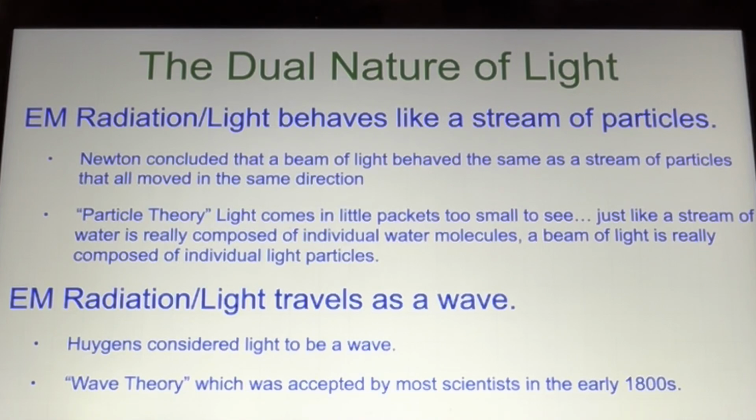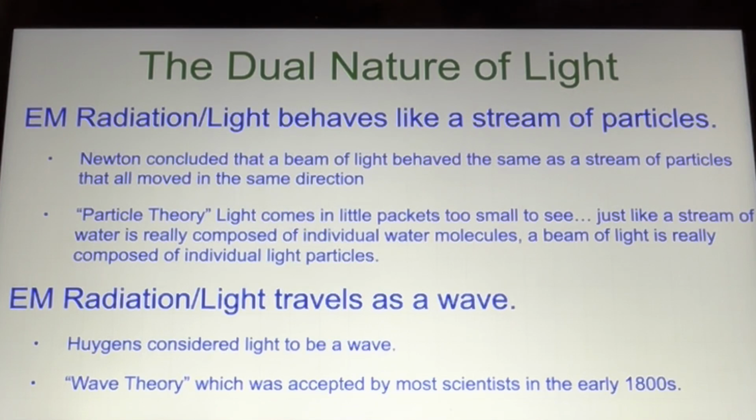The dual nature of light. Scientists know that electromagnetic radiation, such as light, travels as a wave, but they also have evidence that electromagnetic radiation behaves like a stream of particles. So then which is it? Well, let's look at what scientists have discovered about how electromagnetic radiation behaves.